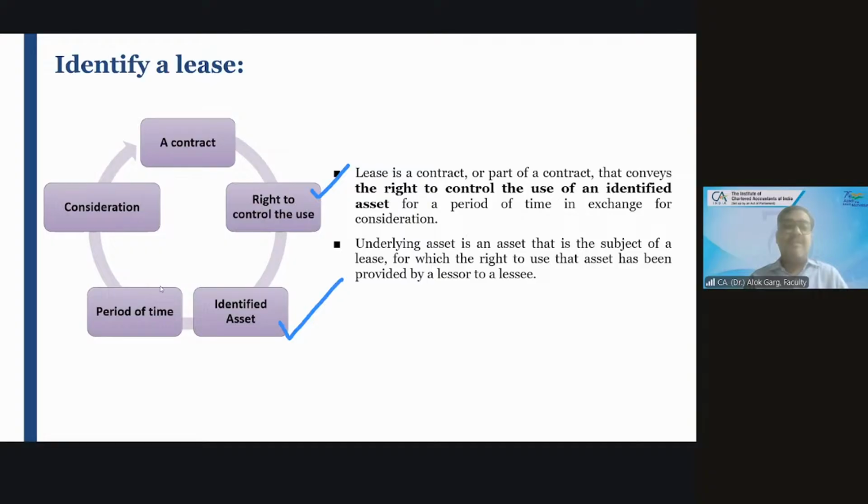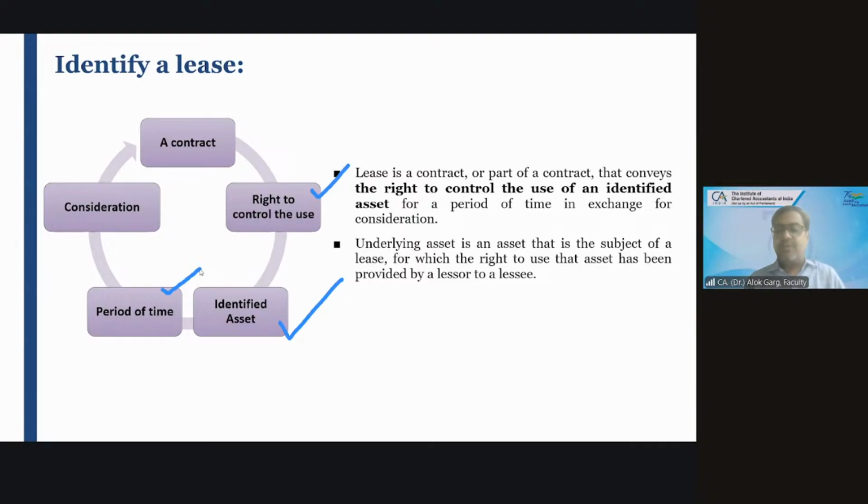Then we discussed the lease term, period of time, lease term. You remember that lease term is the non-cancelable period plus rent-free period, plus optional renewal period if exercised, plus optional termination period if not exercised. If the optional renewal period is not exercised, it is not included.